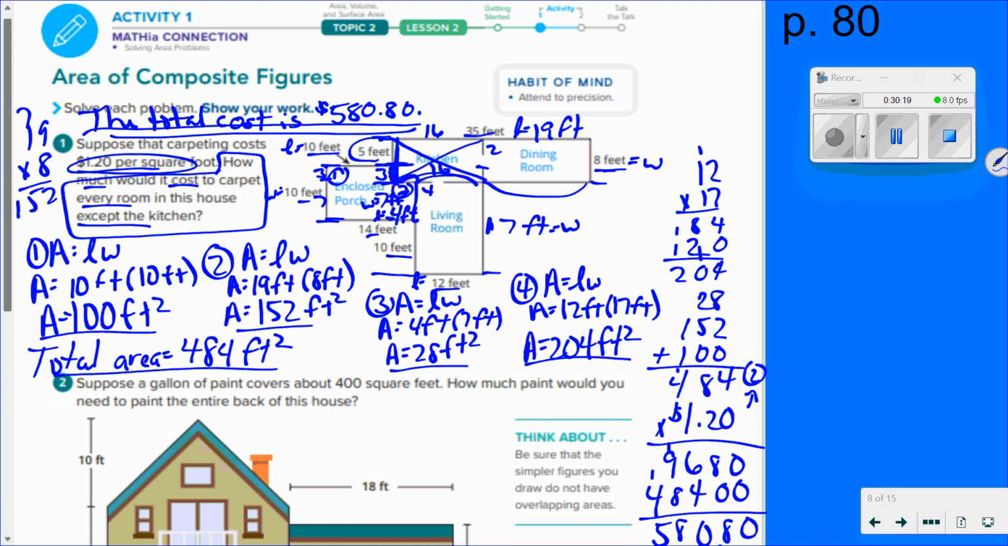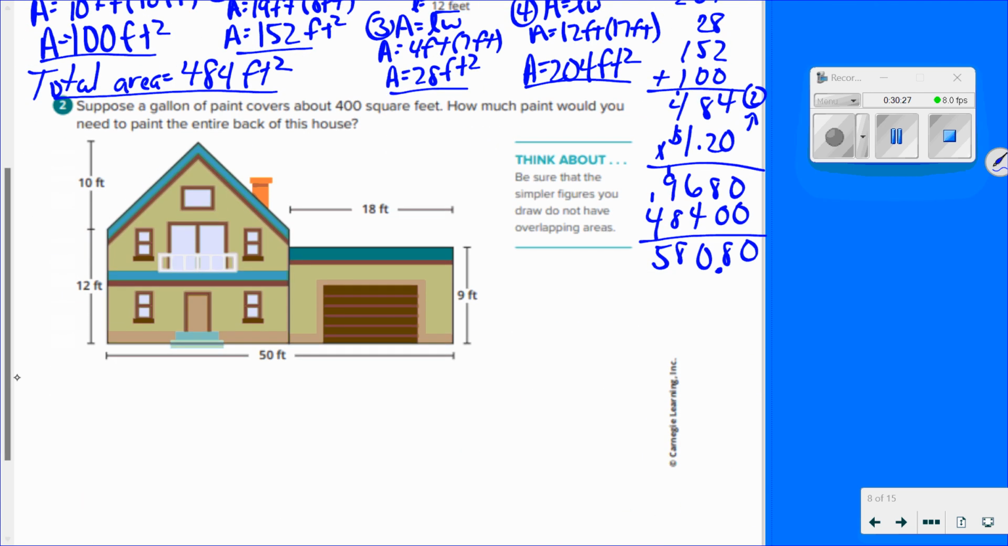So, the good news is I showed you how to do a harder one. We're now going to give you an easier one to see if you can redo this. Suppose a gallon of paint covers about 400 square feet. How much paint would you need to paint the entire back of this house? So there's our task.